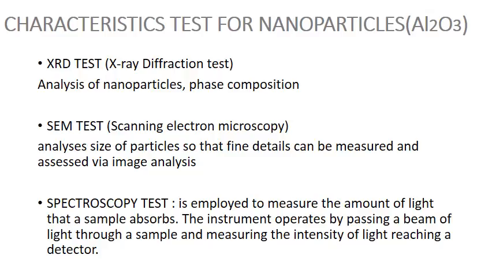These are the tests we are going to do for nanoparticles. XRD test means analysis of particle and phase composition: what phase is present, alpha, beta, gamma, we can identify from there, and what type of nanoparticles it is we can get from the XRD test. Next, scanning electron microscopy: analysis of the size of the particle, we can determine from the same test. Spectroscopy is employed to measure the amount of light that the sample has absorbed.